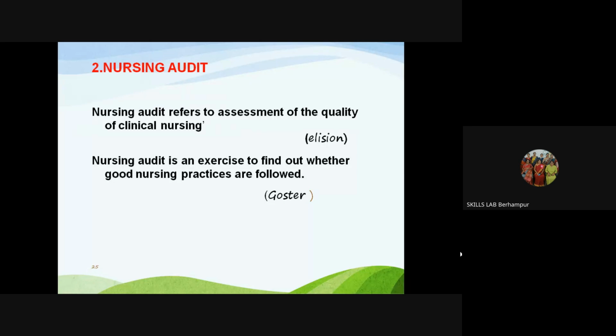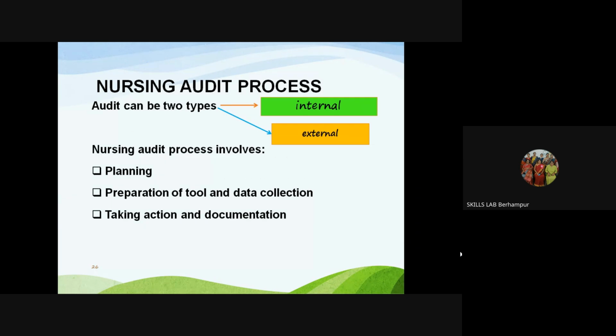Nursing audit refers to the assessment of the quality in clinical nursing. Nursing audit is an exercise to find out whether good nursing practices are followed or not. That is audit. Nursing audit is divided into internal and external. Already we have discussed the two types of audit. The nursing audit process involves planning, preparation of the tool, data collection, taking action and documentation.